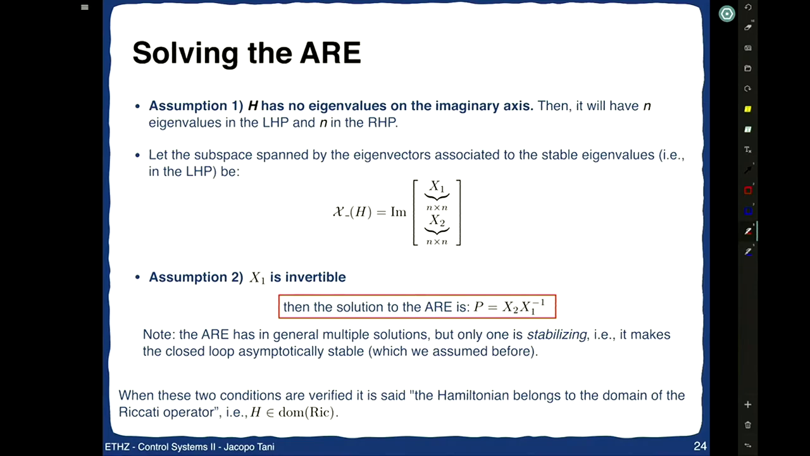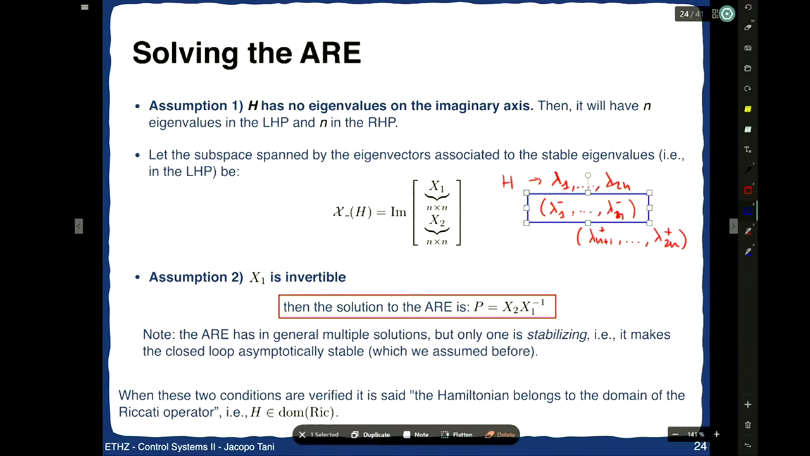Now, if we take the Hamiltonian matrix, we find the eigenvalues, and there are 2n, remember, because it has a 2n dimension. And we divide the ones that are stable, let's indicate them with a minus, and these are going to be n, and then we find the other ones that are the unstable ones, and we know for sure that half are on the right and half on the left plane. And we focus only on the stable ones.